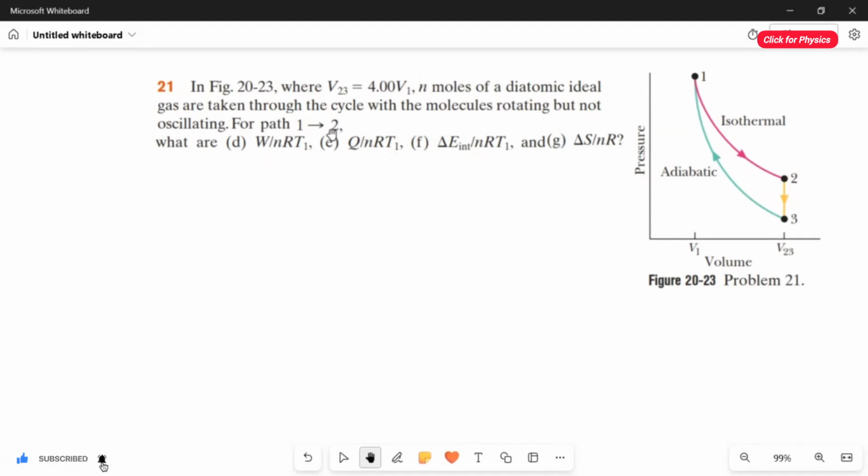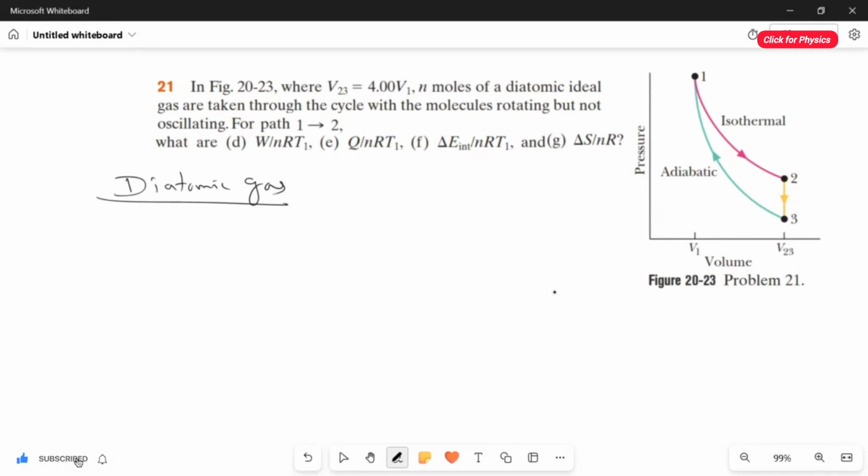This time we are going to consider the path from point 1 to 2. So we are going to find the answer for these 4 questions for the path 1 to 2 only. Clear? So anyhow, let's rewrite the given information one more time. So this is the diatomic gas molecule.